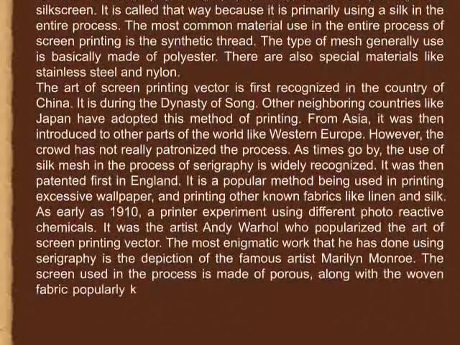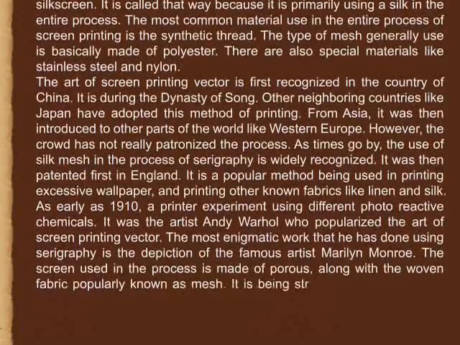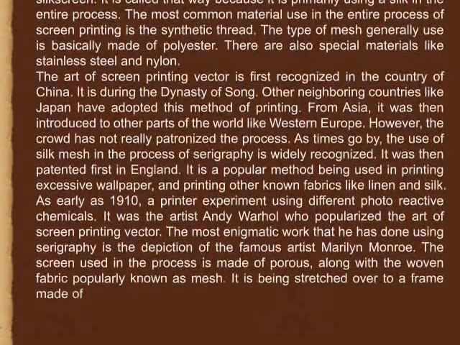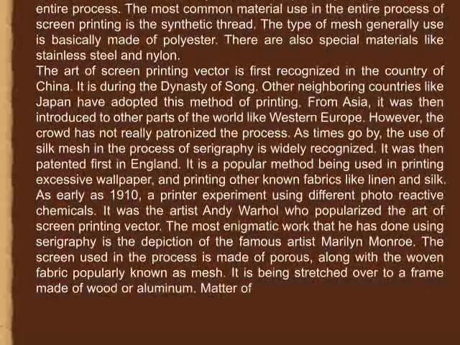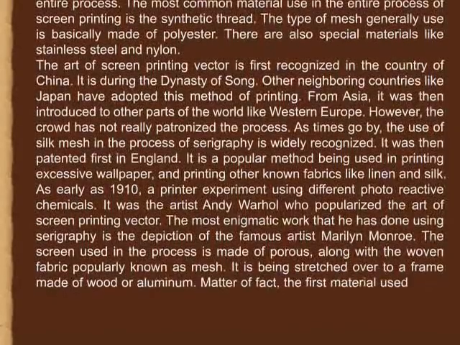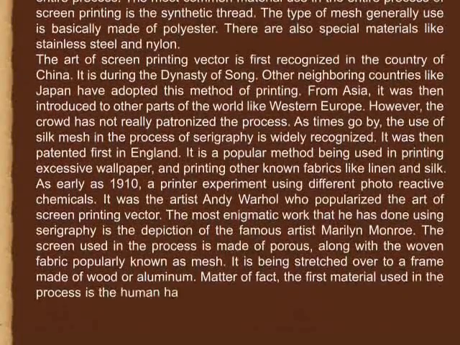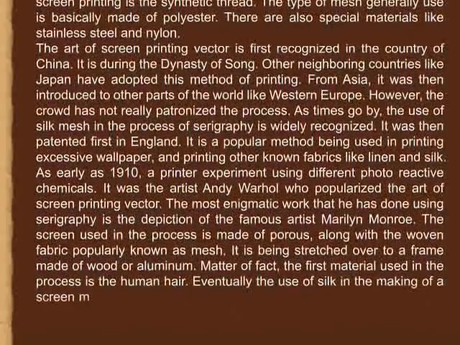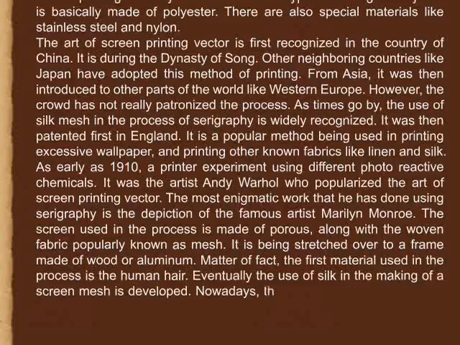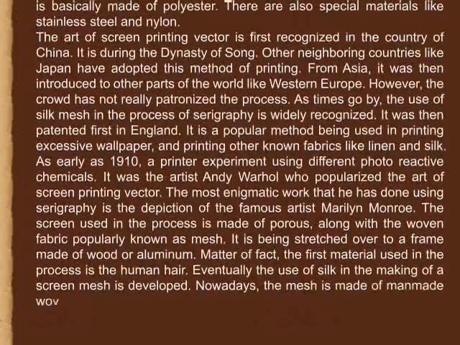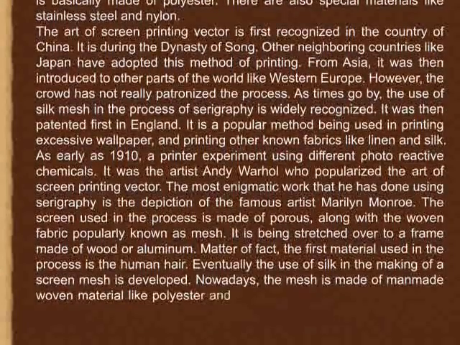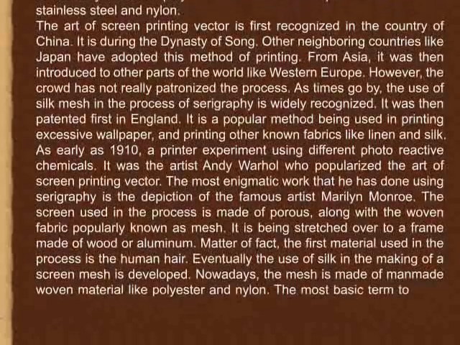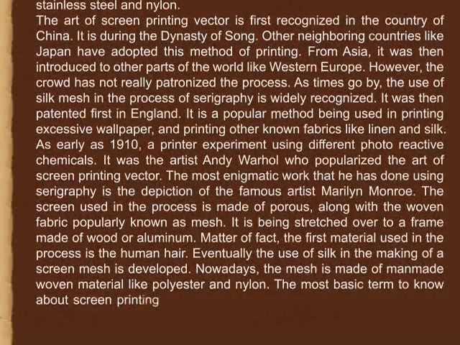The screen used in the process is made of porous, woven fabric popularly known as mesh. It is stretched over a frame made of wood or aluminum. As a matter of fact, the first material used in the process was human hair. Eventually the use of silk in the making of a screen mesh was developed. Nowadays, the mesh is made of man-made woven material like polyester and nylon.